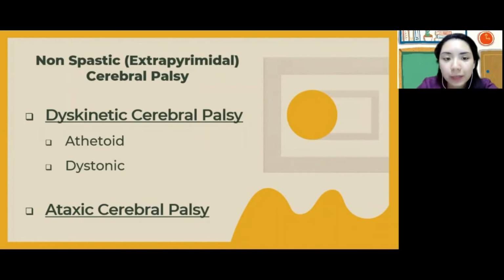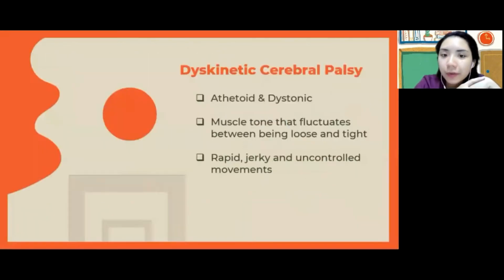So when you see a patient with CP, you really have to determine or identify unsa jud kaha ang iyahang type because there are a lot jud. Sige, so we're going to start with dyskinetic cerebral palsy. So there it's divided into two. This is athetoid and dystonic.